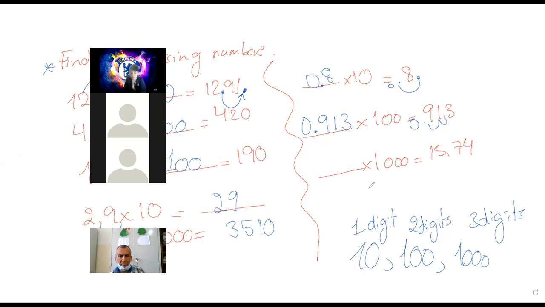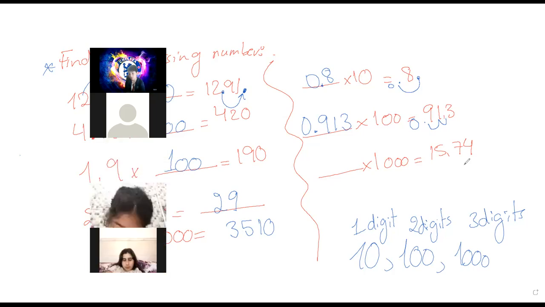Which number we multiply by 1,000 gives us 15.74? Yalla, Abbas, are you hearing me? Yes, teacher. Okay, thank you. 15.74. To which side we should move the point?